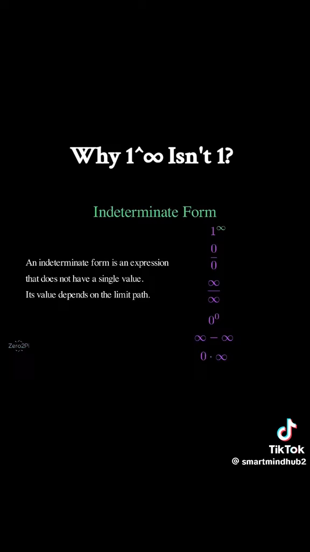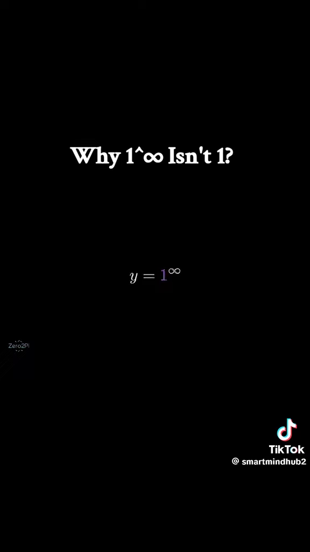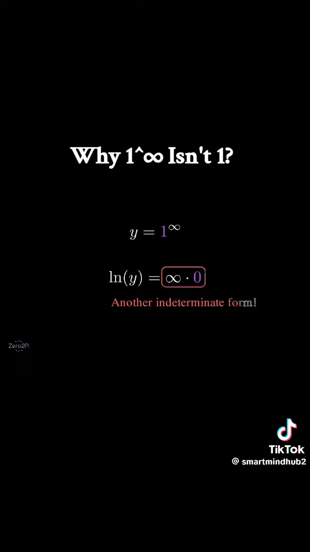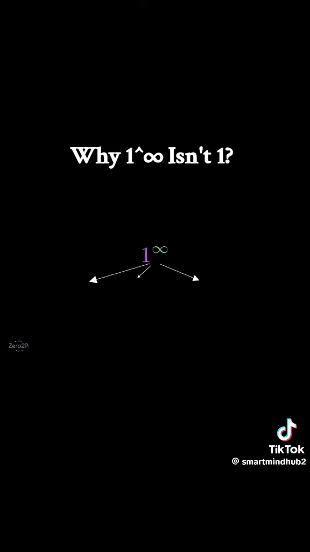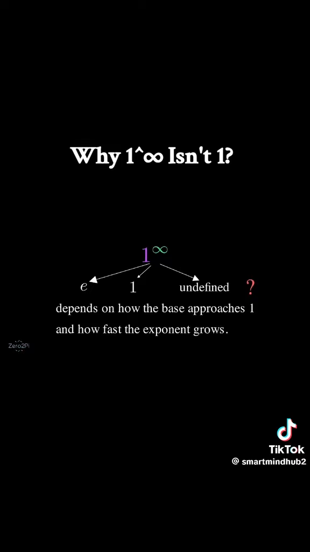Let's try one more way of solving this. If we take the natural log of that expression, we get this: infinity times ln(1), which is, again, an indeterminate form. So we can say that in regular algebra, 1 to the power of infinity is undefined, and in calculus, sometimes it's 1, sometimes it's Euler's number, depending on how the base approaches 1 and how fast the exponent grows.